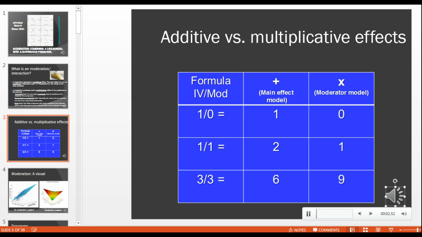I want to provide a quick illustration to just bring home the distinction between the additive versus multiplicative effect concept. So we have one predictor and a moderator. Let's say the predictor is in the top left box, represented by the 1, so it has a little effect on the DV. And then we have the moderator, which has a 0 effect on the DV. Okay, so when we multiply these together, we get a 0. That means that the moderator canceled out the effect of the IV on the outcome.